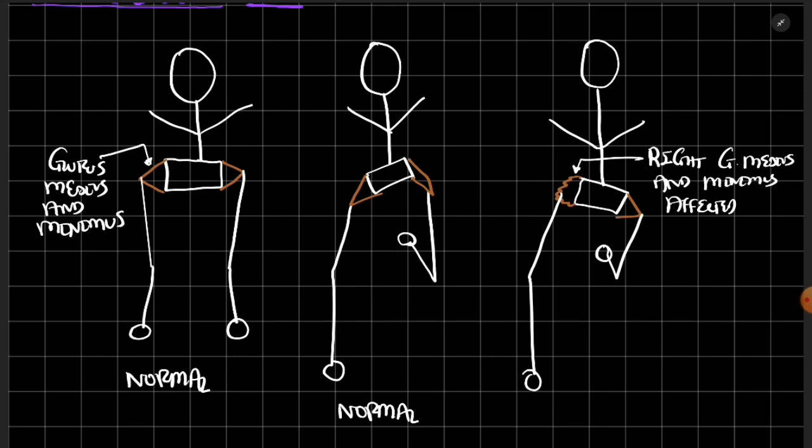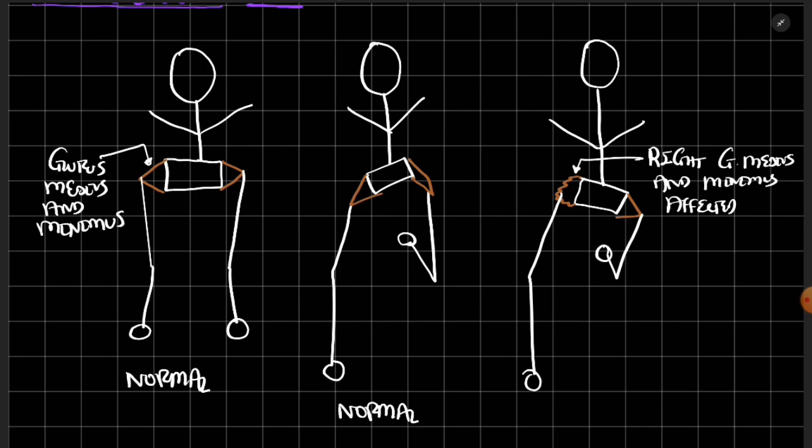In this case, when I told the affected person to stand on his right leg, the pelvis dropped to which side? On the healthy side. The pelvis sagged on the left. So we came to the conclusion that the right gluteus medius and minimus is affected. The pelvis sagged on the healthier side, which is the left side, because the left side is normal.